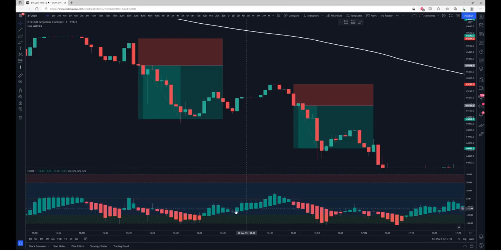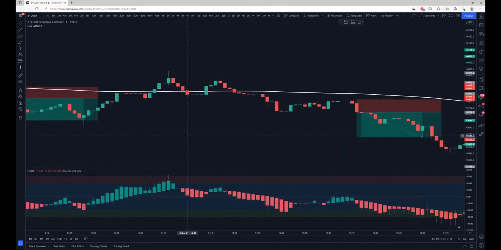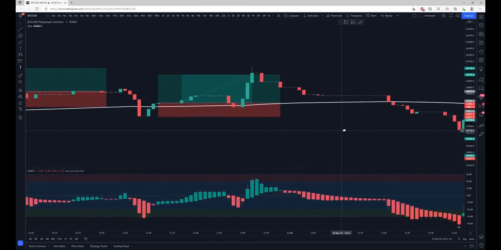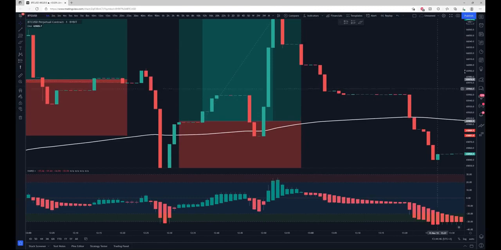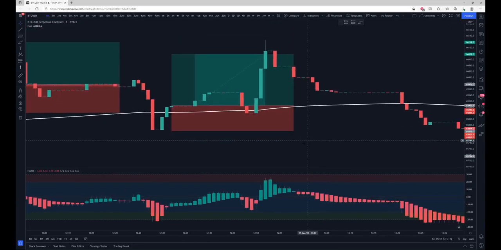And then again, over here, we get the pullback into the 0 line, and then continuation, we get the red Heikin Ashi bar here for the signal for entry. And then stop loss goes just above the swing high, targeting 2 times the risk. And it's the exact opposite for a long position. So let me just go back here and we'll take a look at a long trade. So here's an example of a long trade.